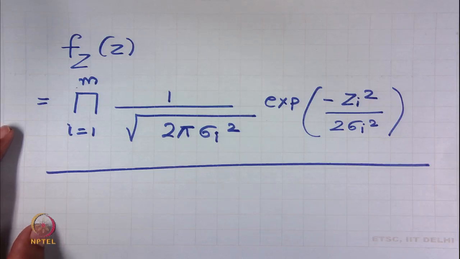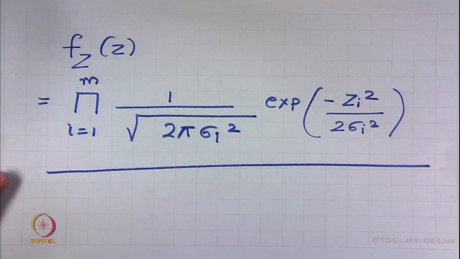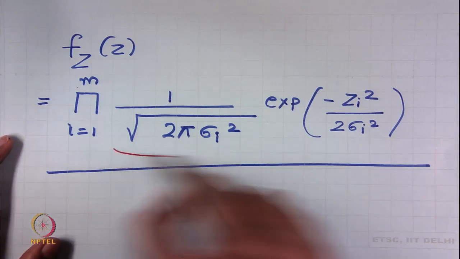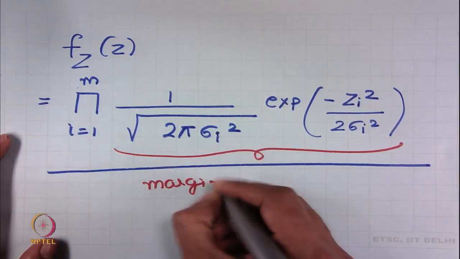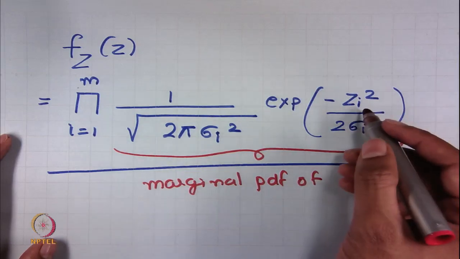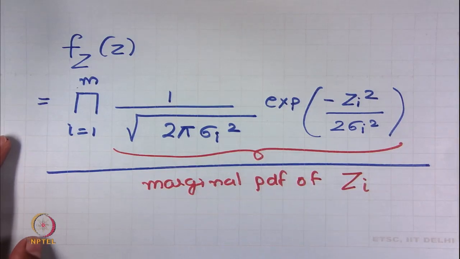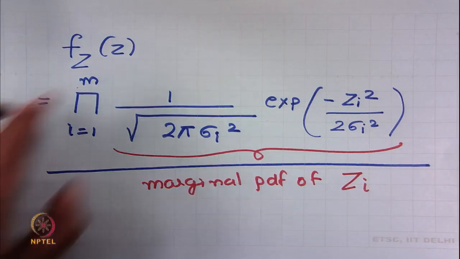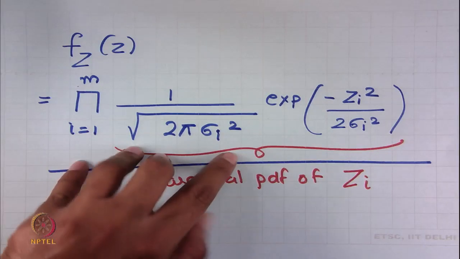And if you see this carefully, there is something interesting going on here. The first thing that you realize is that this is the marginal PDF of the Gaussian random variable Zi. And what we are now saying is the joint PDF is nothing but the product of the marginal PDFs of the involved random variables.